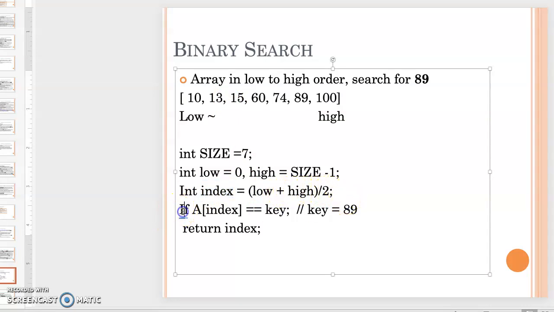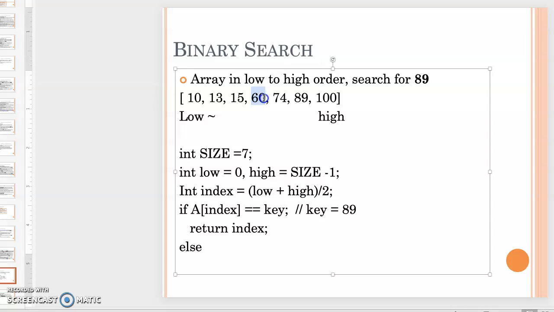We compare the value at this index with the key we're looking for. For example, this key we're looking for is 89. If the element value at the index is equal to the key, we're done. We just return the index we found. However, if not, we have two situations. Here you see the 60 is less than 89.